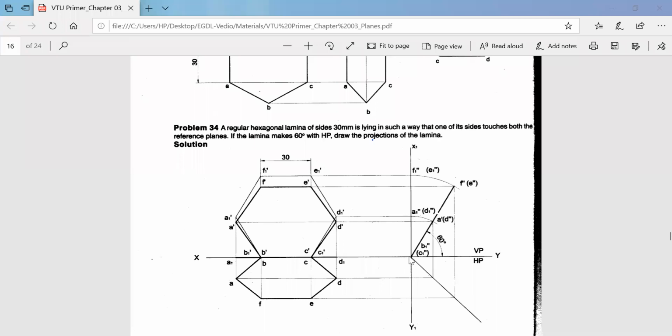And we have here B double dash and C double dash. So B double dash and C double dash are on our XY line, and B dash and C dash are also on our XY line. So this point and this point, which pass through the same locus, will be named B and C. Now you can see the same side which was lying in the vertical plane is also lying in the horizontal plane. It lies in both reference planes.